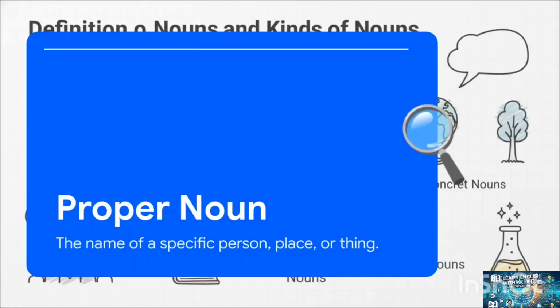First up, we've got proper nouns. The key word you need to burn into your brain here is specific. A proper noun isn't just any old name. It's the unique official name for one particular person, place, or thing. And the golden rule? It always starts with a capital letter. That's your biggest clue right there.